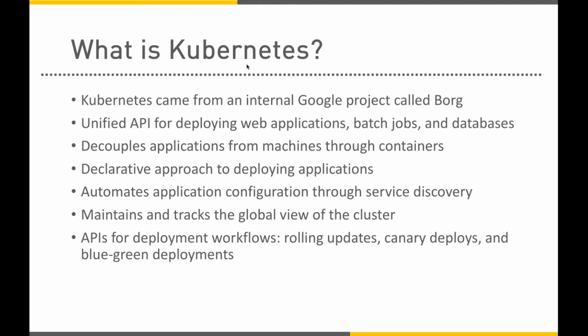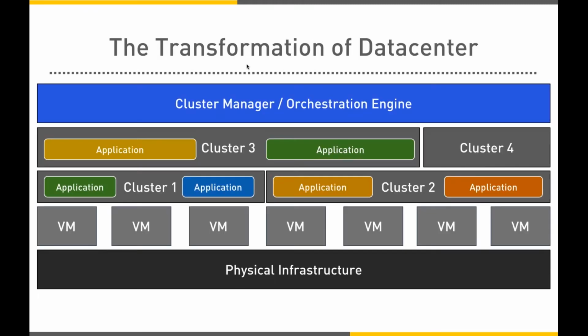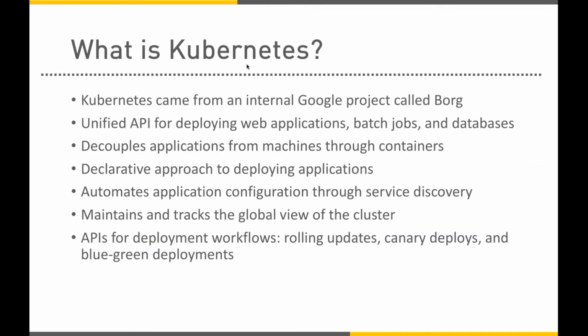We are going to cover this in depth in the next webinar where I talk about the building blocks of Kubernetes. It also maintains and tracks the global view of the cluster. What it means is at any given point of time, Kubernetes has 100% visibility into everything, from the physical infrastructure health to every running VM, every cluster defined on it, and every application deployed through Kubernetes. It has 100% visibility, and if something goes wrong, it knows how to handle that.